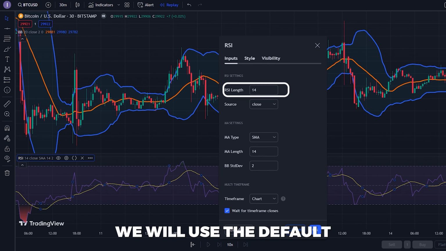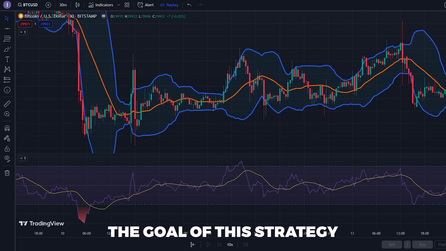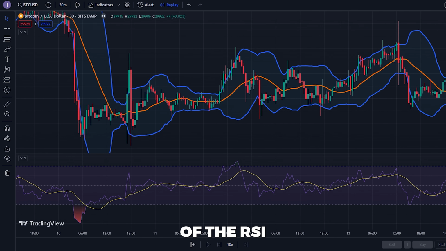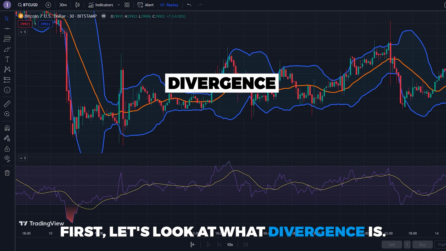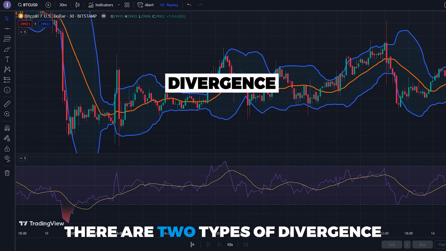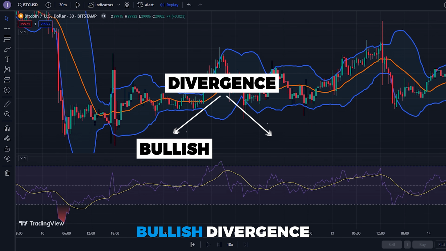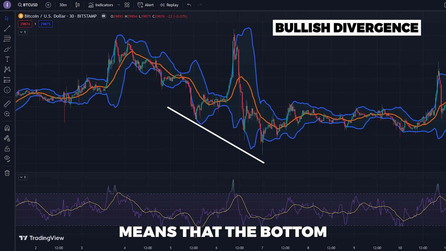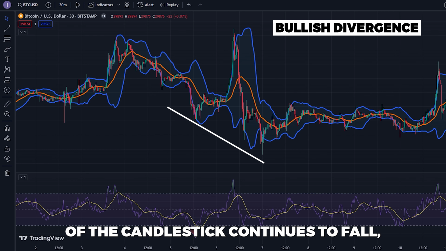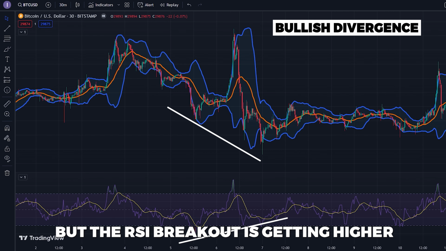We will use the default RSI value of 14 days. The goal of this strategy is to check the divergence of the RSI and use Bollinger Bands to find entry and exit points. First, let's look at what divergence is. There are 2 types of divergence, bullish divergence and bearish divergence. Bullish divergence means that the bottom of the candlestick continues to fall, but the RSI low is getting higher.